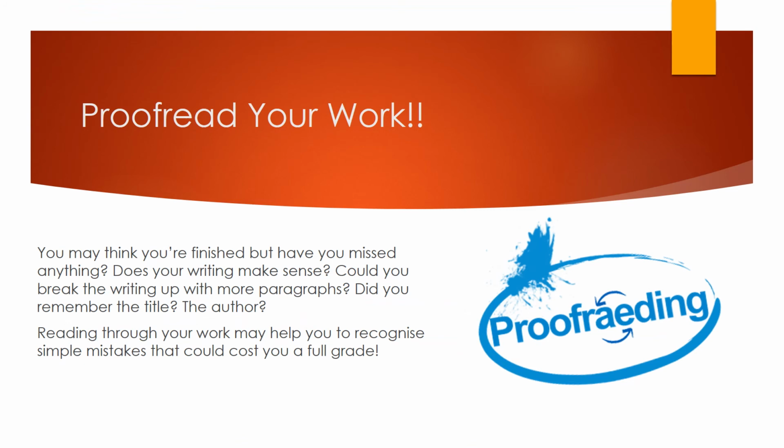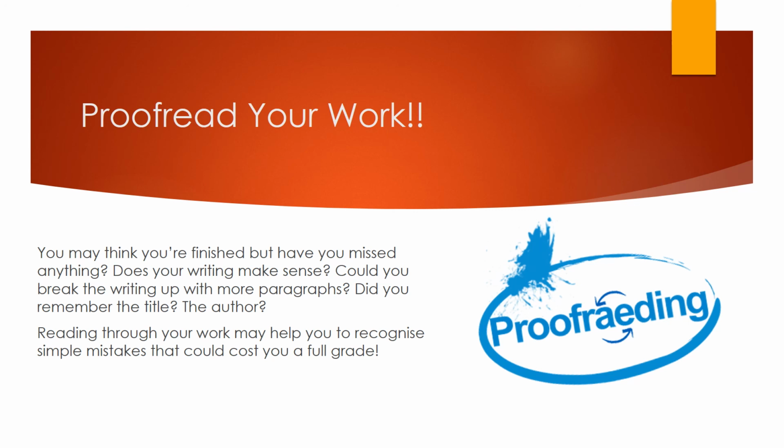And don't forget, one of the most important things that you have to do is to proofread your work. You might think you've finished, but have you actually missed anything? Does your writing make sense? Could you have broken it up a little with more paragraphs? Use a double forward slash in order to demonstrate to your examiner that a new paragraph can be entered there. Did you remember to put your title and your author? Reading through your work may help you to recognise simple mistakes that could cost you a full grade.